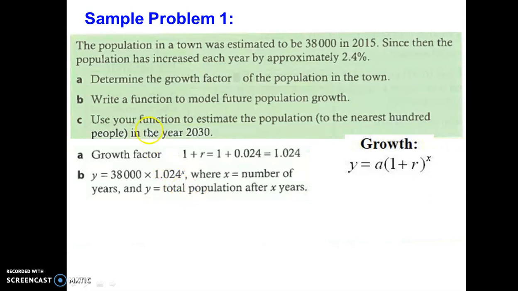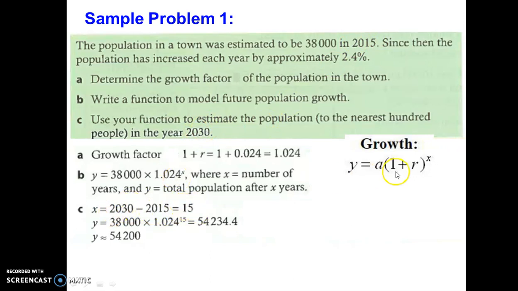All right, C says, use your function to estimate the population to the nearest 100 people in the year 2030. All right, if this started in 2015, then 2030 is 15 years in the future. So that's what this calculation is here, 15 years. So the value we're going to put here, the time intervals, is 15, because 15 years have passed.